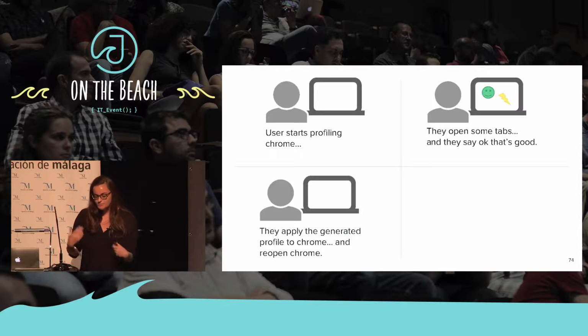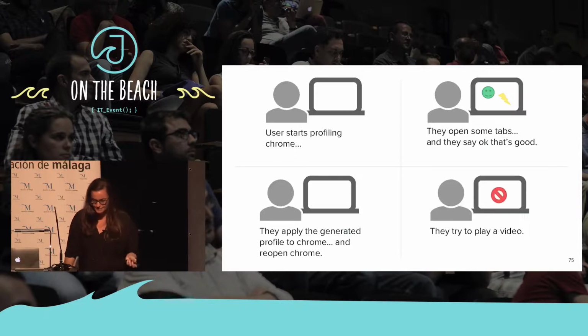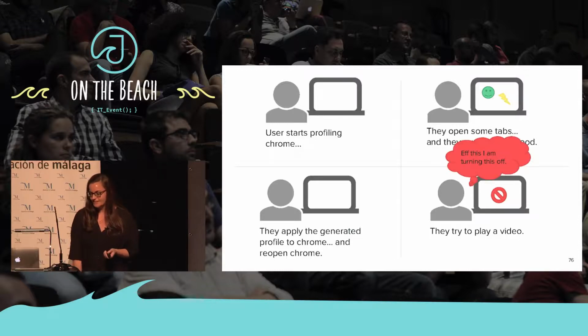And then they'll apply this profile to Chrome and reopen Chrome. And then they'll try to play a video or something that they didn't do the first time. And then it's like, no, you don't have any of that. You only have the stuff for what you did the first time you were in your tabs. And then that's when they just turn it off. So runtime generation never really gets it all.